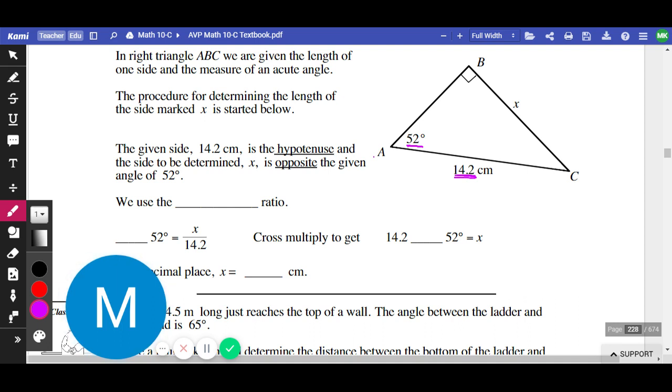That's my first step. So looking at this triangle, the hypotenuse is across from the 90. This is my hypotenuse. The next side length I have to label is my opposite. Opposite is across from the angle you know, or the one that you're working with. In this case, across from 52 degrees, this is my opposite. Adjacent is always the third side.